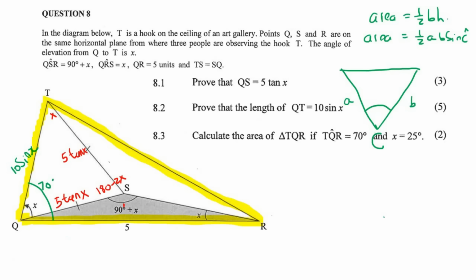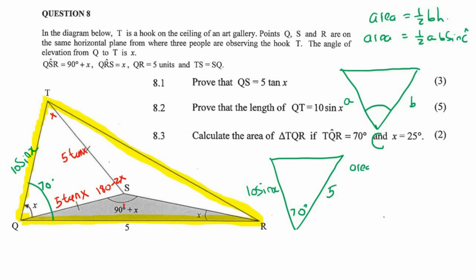We've got this angle 70, and then we've got this side, and we've got this side over here. Let me just draw this out for you guys a bit better so you can see what I'm talking about. So we've got this angle 70, and then we've got this as 10 sin x, and then we've got this as 5. So we can use the area formula straight away.